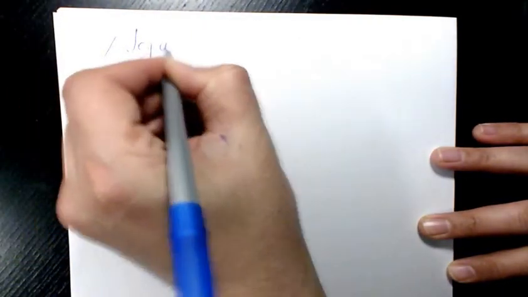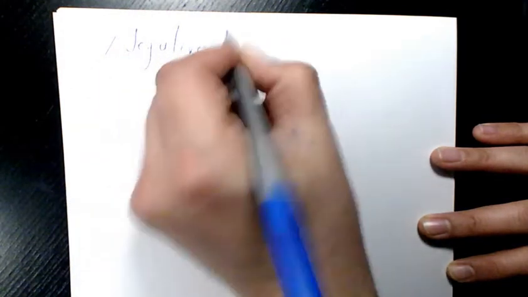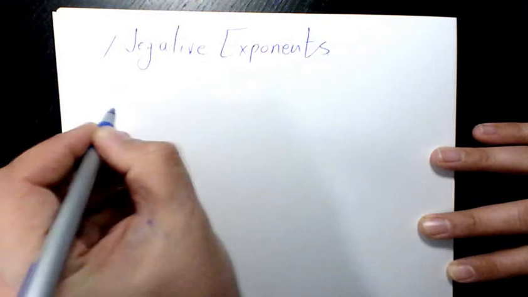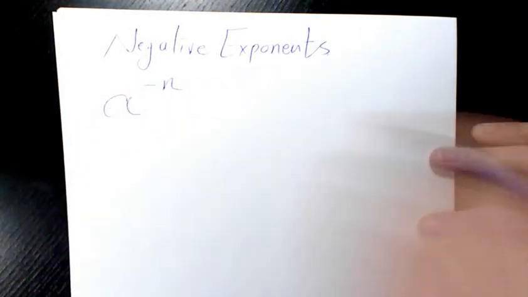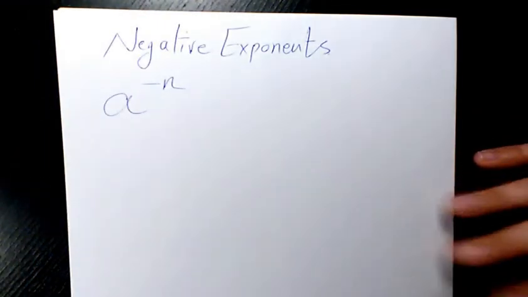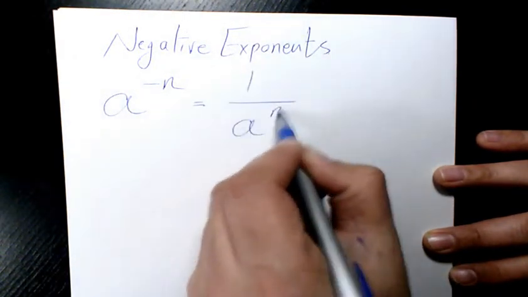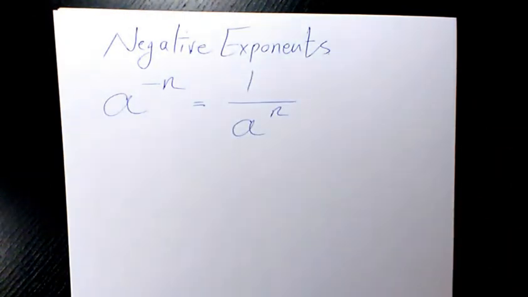Welcome to another video. In this video I want to show you how to deal with negative exponents, something like a to the power of negative n. How to deal with these kinds of examples? If you want to make it positive, you just simply bring it in the denominator and make it 1 over a to the power of n.